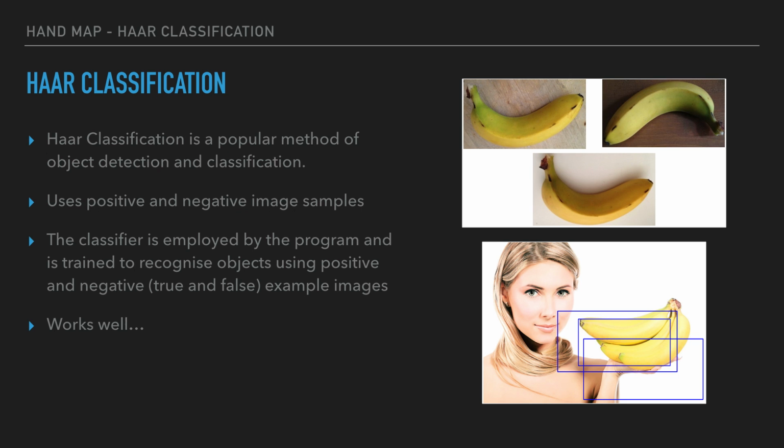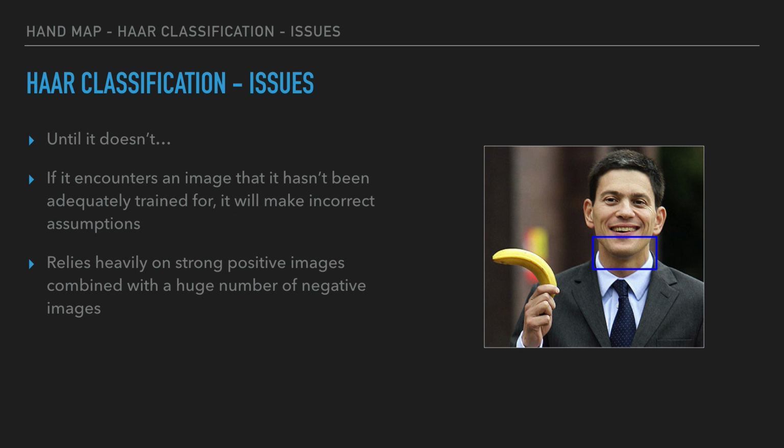In the example on the right, I've used 20 images of bananas in various scenarios, and I've used 600 images that were not bananas and ran them through a classification engine. The outcome was that I was able to detect the 3 different bananas that the lady was holding. And this is great, and it works, until it doesn't.